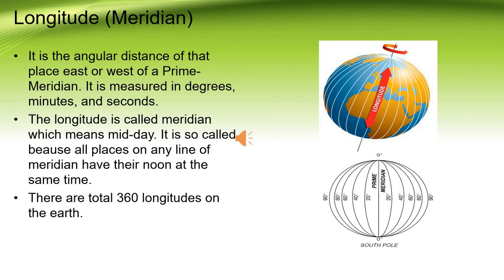Now let us study about longitude. It is also known as meridian. It is the angular distance of a place east or west of the prime meridian. It is measured in degrees, minutes and seconds. The longitude is called meridian, which means midday. It is also called so because all places on any line of meridian have their noon at the same time. There are a total of 360 longitudes on the earth.